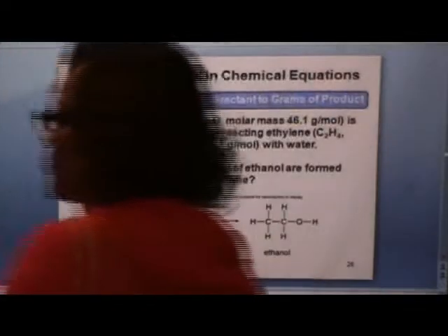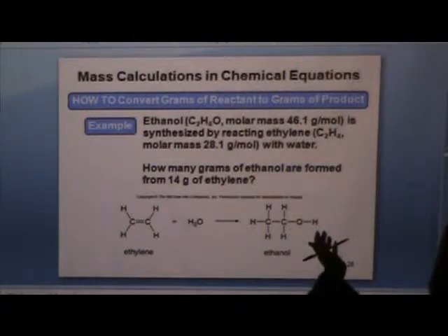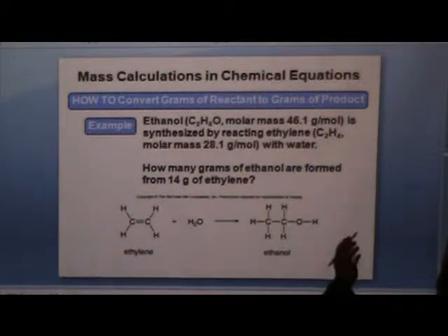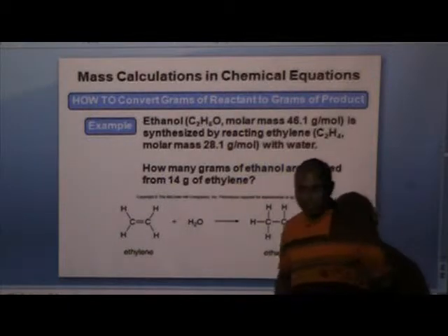Is the equation balanced? How many of you say the equation is balanced? Raise your hand. How many of you say no, this equation is not balanced? How many of you say I don't know? Okay, 3 people say the equation is balanced.